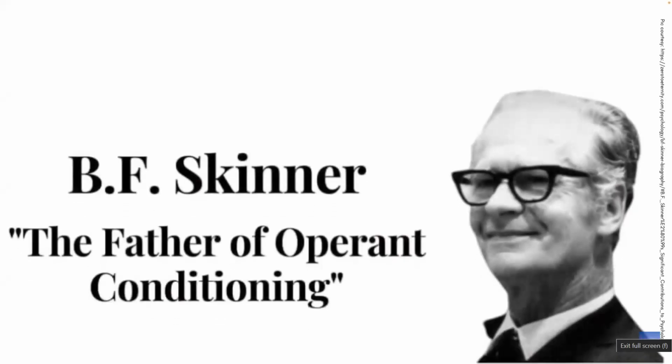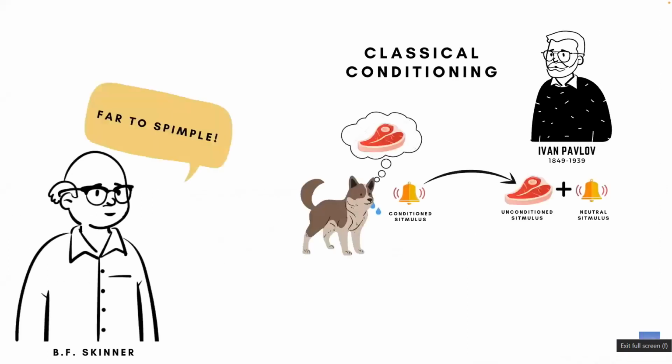The origins of operant conditioning can be traced back to the seminal contributions of the well-known behavioral psychologist Burrhus Frederick Skinner, more commonly known as B.F. Skinner, and also referred to as the father of operant conditioning. Skinner proposed that human behavior occurs as an outcome of conditioning. However, he had different views than Pavlov's classical conditioning theory.